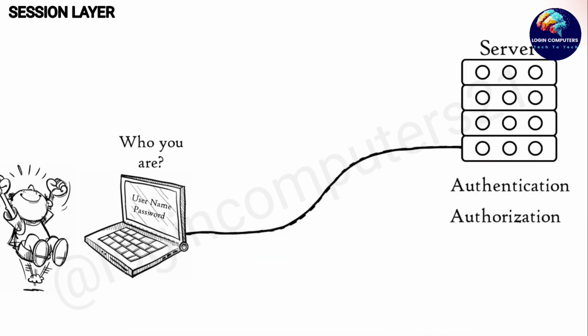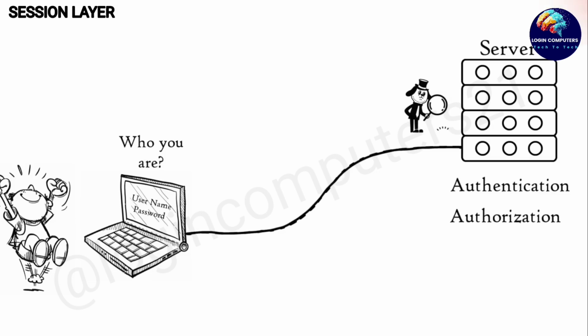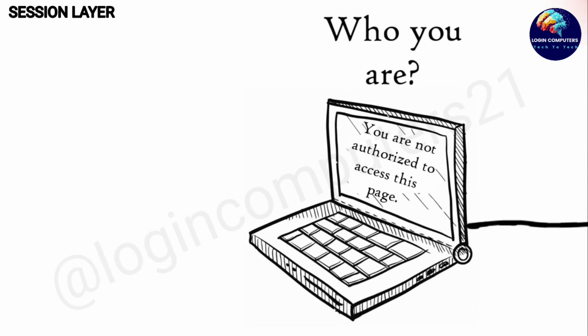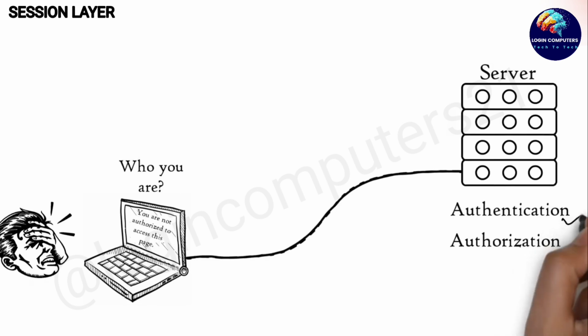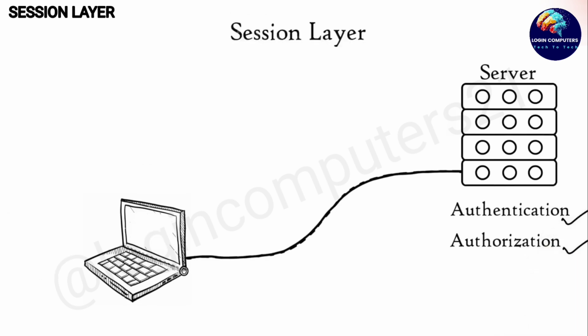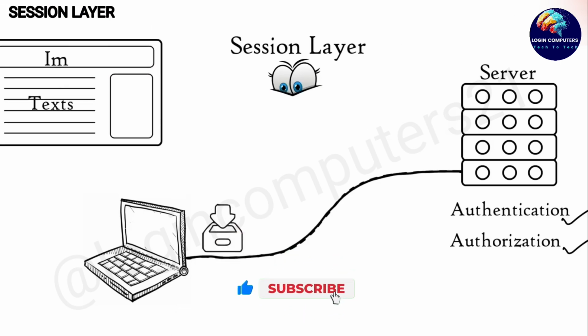After authenticating the user, authorization is checked. Authorization is the process used by the server to determine if you have permission to access a file. If not, you will get a message saying you are not authorized to access this page. Both of these functions, authentication and authorization, are performed by the session layer. The session layer keeps track of the files being downloaded. For example, a web page contains text, images, etc.